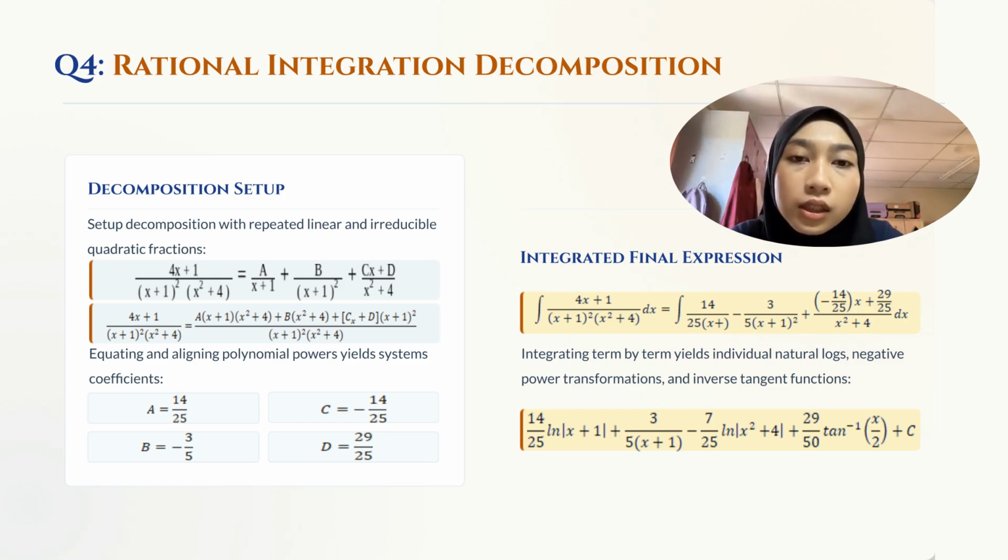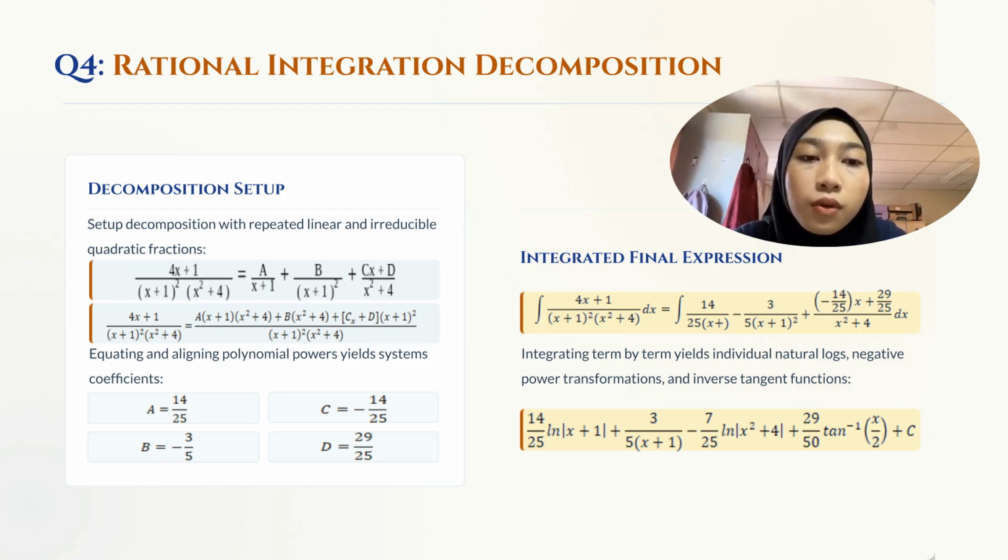Finally, 29/25 over x squared plus 4 fits the standard inverse tangent form, which integrates to 29/50 arctan of x over 2. So, we combine all these pieces together. Our absolute final answer is 14/25 ln of the absolute value of x plus 1, plus 3/5 times 1 over x plus 1, minus 7/25 ln of x squared plus 4, plus 29/50 inverse tangent of x over 2, plus c.